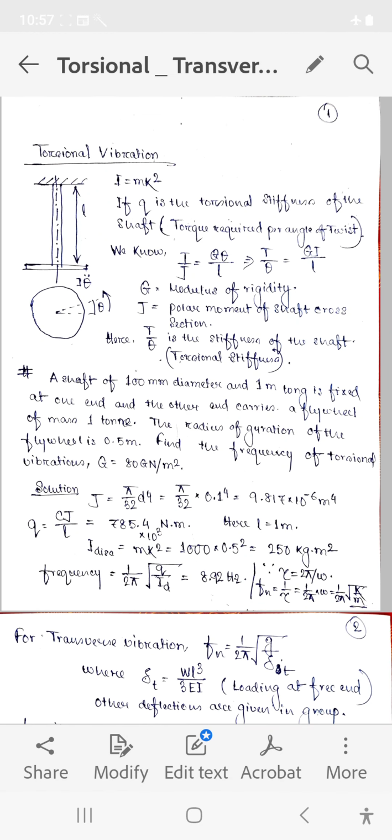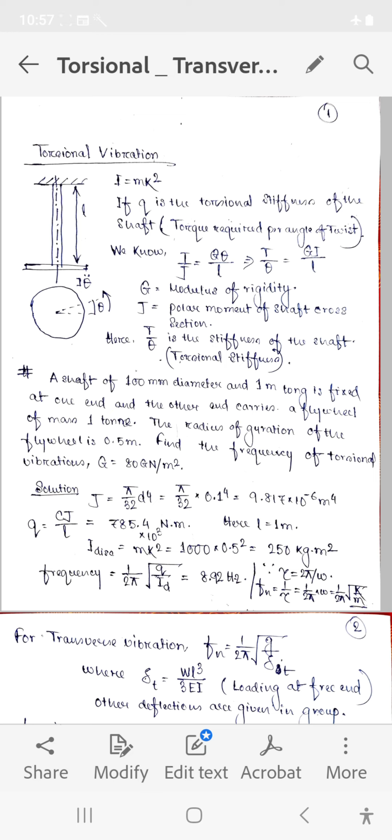Please remember that this is a torsional vibration problem. Now a shaft of 100 mm diameter is given, which will help you to find out the polar moment of inertia J. For a circular shaft, pi d to the power 4 by 64 is the moment of inertia about the x-axis or y-axis. If I want to find out the moment of inertia about the centroidal axis, then it will be pi d to the power 4 by 32.